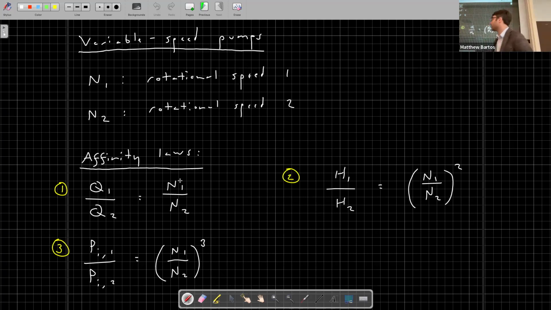And the ratio of the power input at the two different speeds is equal to the ratio of the speeds cubed. So let's go through a quick example of how we can use these affinity laws to modify our pump curve. As I mentioned, it's going to shift our pump curve up and to the right or down and to the left, and we'll see that in action.